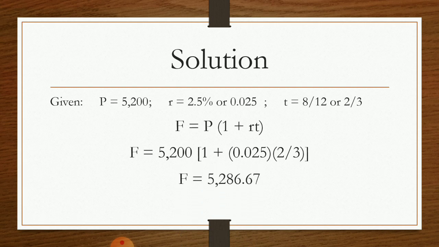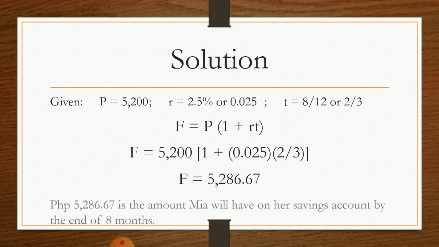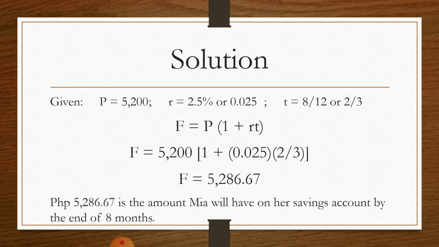So that is now equal to 5,286.67. Therefore, 5,286.67 Philippine peso is the amount Mia will have on her savings account by the end of 8 months.